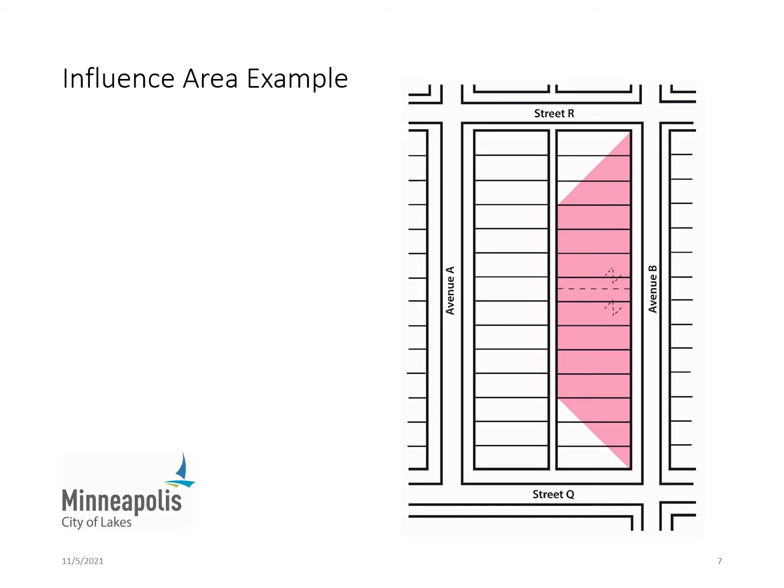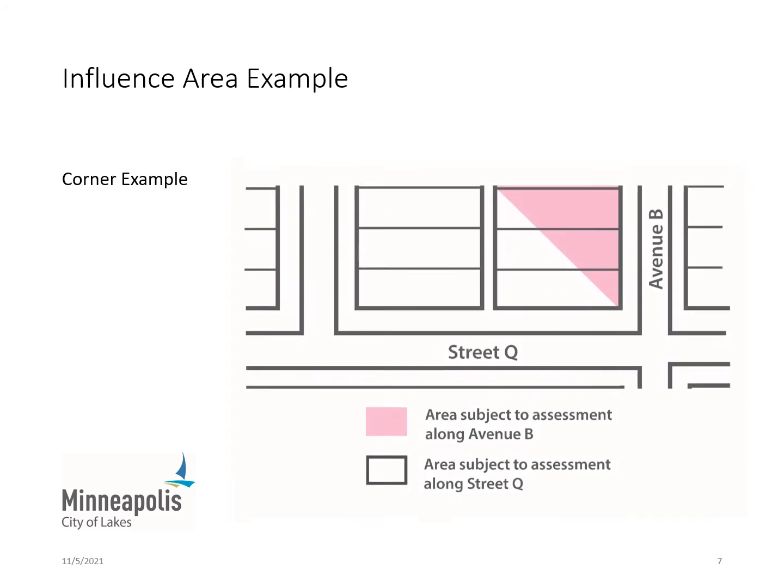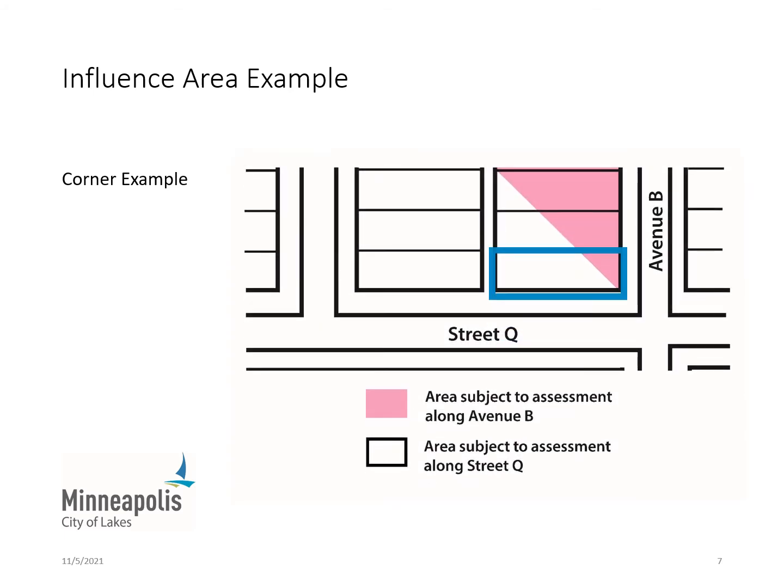The influence area method is a way to uniformly assess properties based on square footage that is fair to corner properties. In the example of the rectangular corner property animated in this slide, only the relatively small pink area will factor into their assessment for Avenue B. However, they will be assessed based on the white area when Street Q is improved.